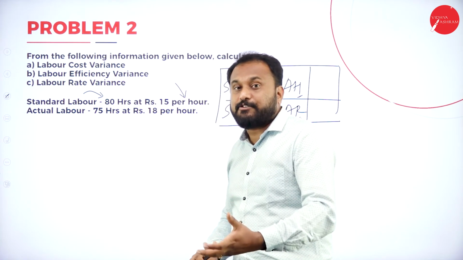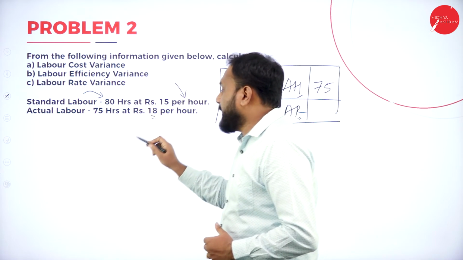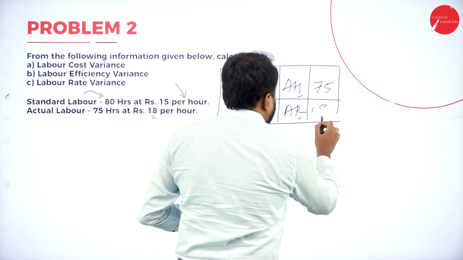How much have the laborers worked? They have worked 75 hours. And how much have you paid them? That is 18 rupees per hour. 18 rupees you have paid them.